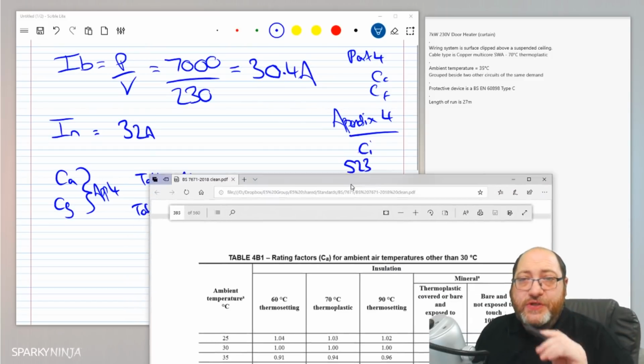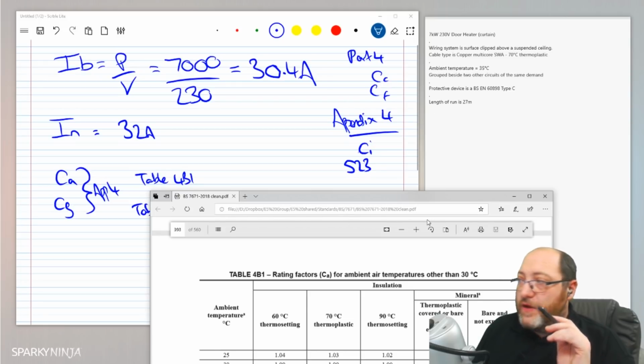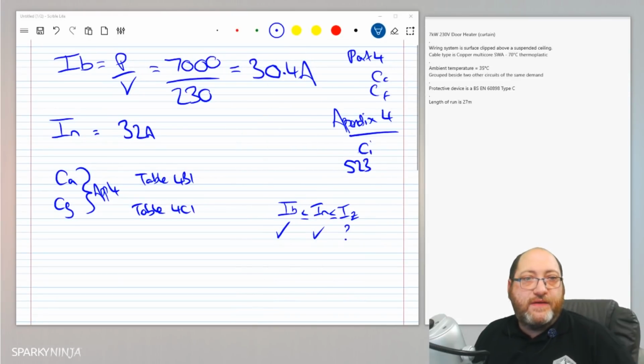Right, ambient temperature is 35 degrees. It says in the scenario 70 degree thermoplastic. So with that in mind, here's table 4B1. 70 degree thermoplastic, 35 degrees, 0.94. So that's my factor for 4B1.